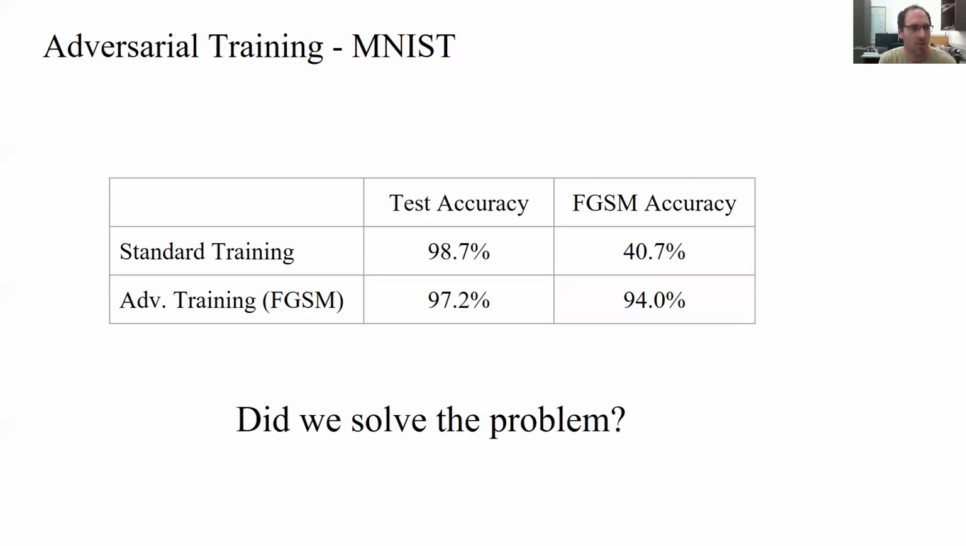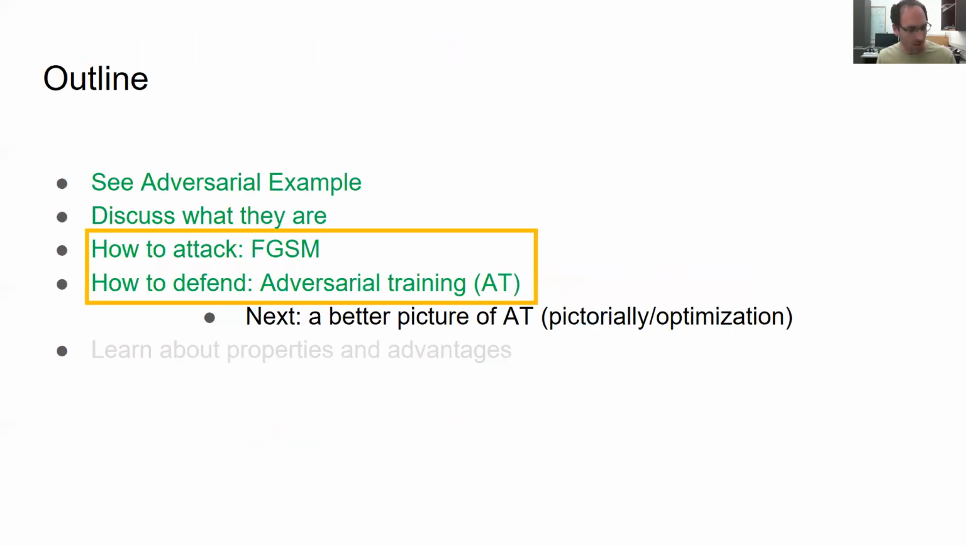So people can use all sorts of attacks, right? We don't necessarily have to use FGSM in order to attack our method. We can attack it otherwise. So let's see about that. We learned how to attack with FGSM, and we learned how to defend with adversarial training. Let's get a better picture of how it looks.